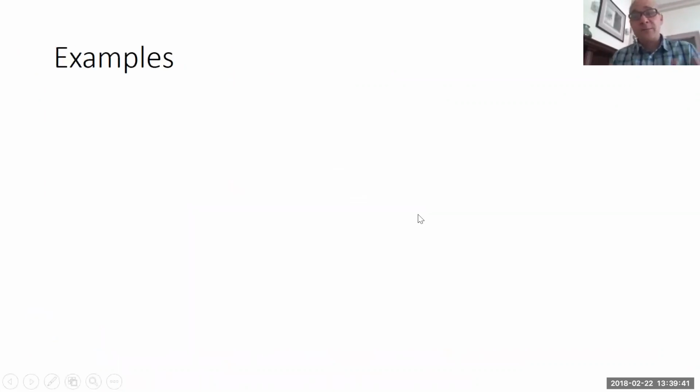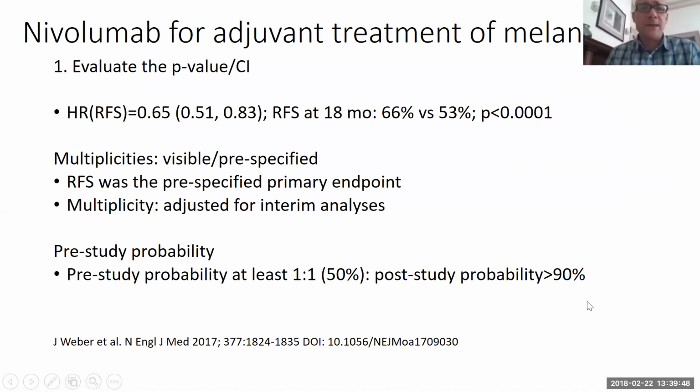Now, that brings me to finishing the presentation with 2 examples. This first example is from an oncology medicine. This is nivolumab, which is one of the new immune therapies. It's a checkpoint inhibitor, and the setting is the adjuvant treatment of melanoma. And I've given the reference to the New England Journal paper at the bottom of the slide.